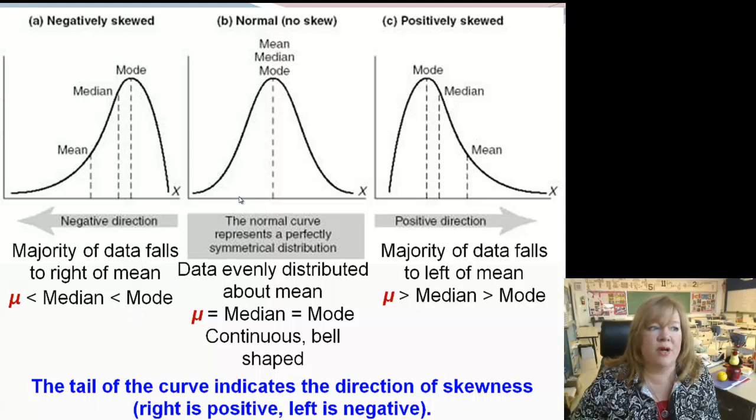The normal curve represents a symmetric distribution where your median, your mode, and your mean are all equal. It's continuous and it has a bell shape. It's also how you used to draw a mountain when you were a kid.